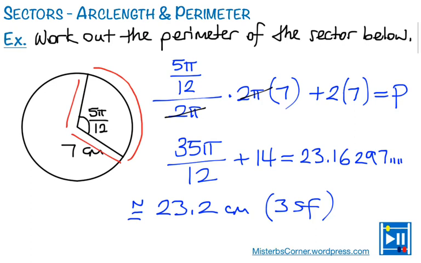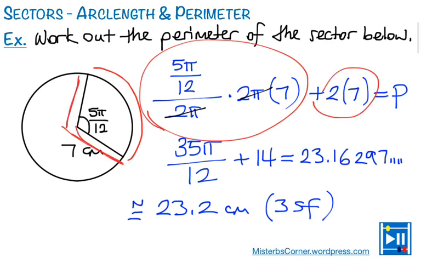So that's what I will be doing. I'm going to calculate the arc length, and I have to add the 2 radii here so that this is going to be a closed figure, so that I can find the perimeter. Right? This is how I work the perimeter out.